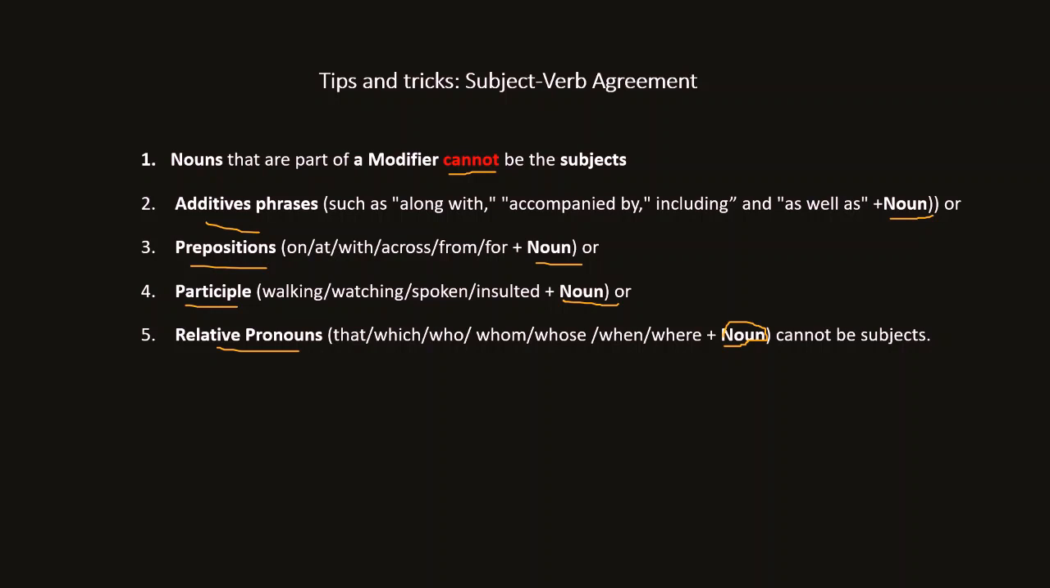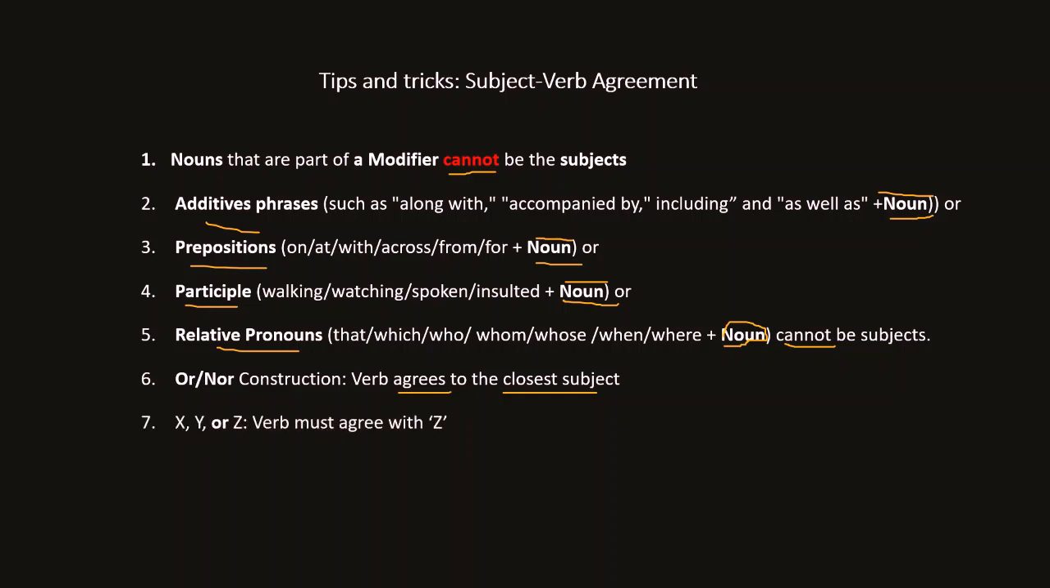cannot be the subject. In case of or, either or, neither nor construction, the verb agrees with the closest or the nearest subject. For example, X, Y or G. The verb must agree with G. The leader as well as the followers is. The leaders as well as the followers are.